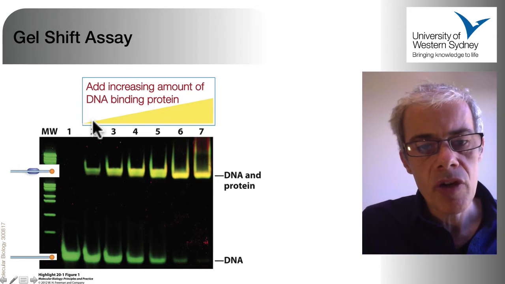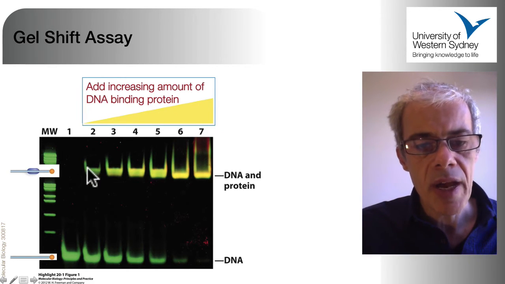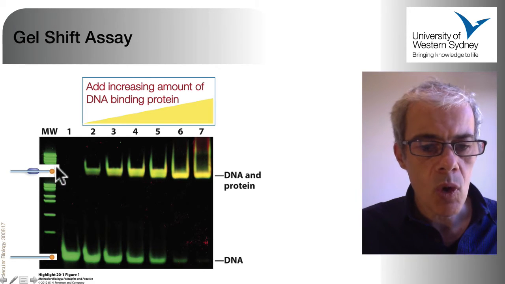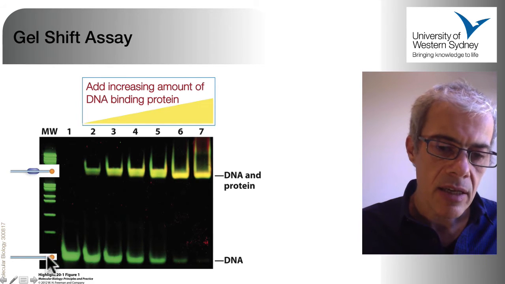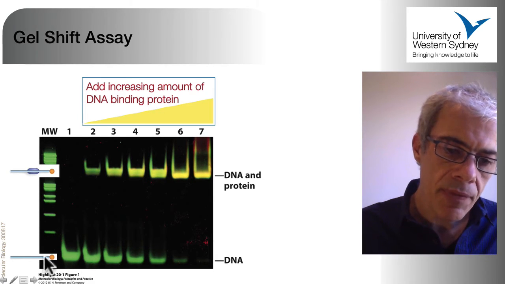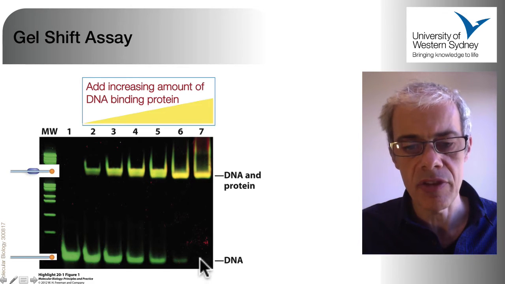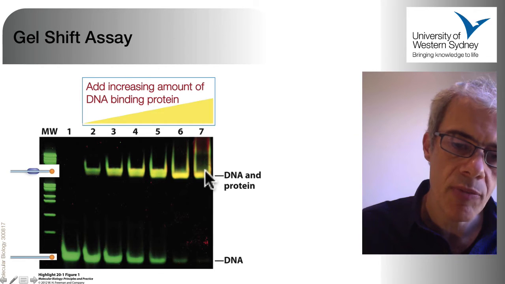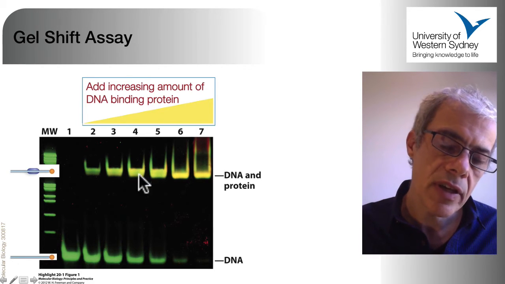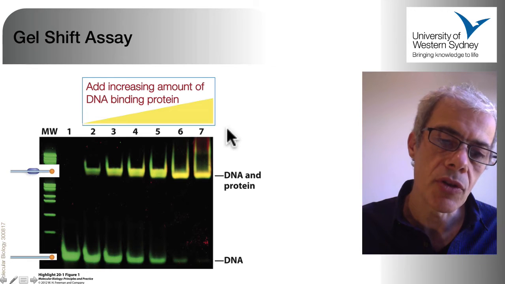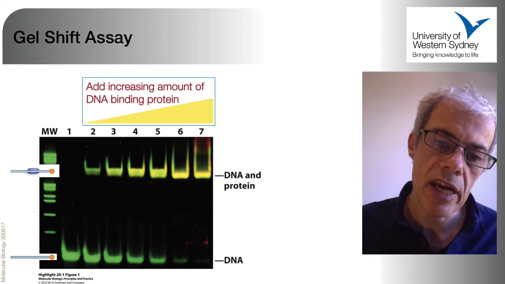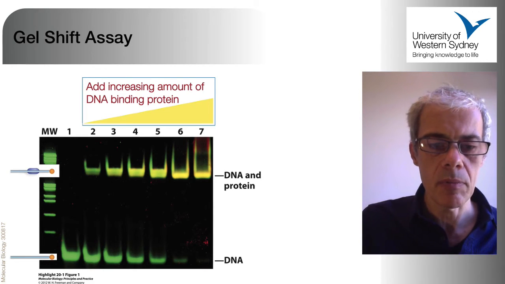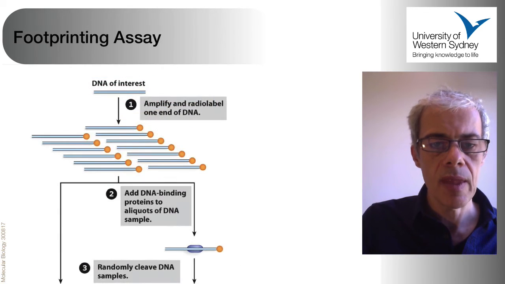Same experiment, different names. And if you increase the amount of protein across these 7 samples here, as you add more and more protein, more of this label accumulates in the bound position. And if you add more and more protein, then the amount of free DNA gets less and less until there is no more free DNA. It's all bound by the protein. So using these relatively straightforward experiments, they were able to establish the binding of the protein to the DNA using some fairly simple molecular biology techniques.